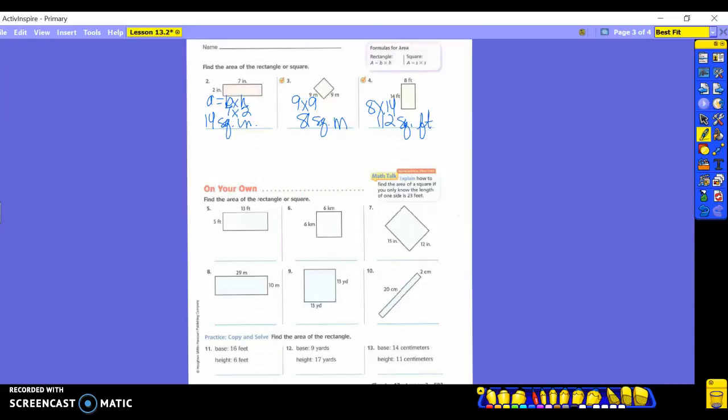I want you to do the on your own section. Be careful when you get down to the 11, 12, and 13. It doesn't give you the shape, but it does give you the base and the height. Should you be able to figure it out with that information? Yes. Yes. I want to check it when you are finished with that on your own section.